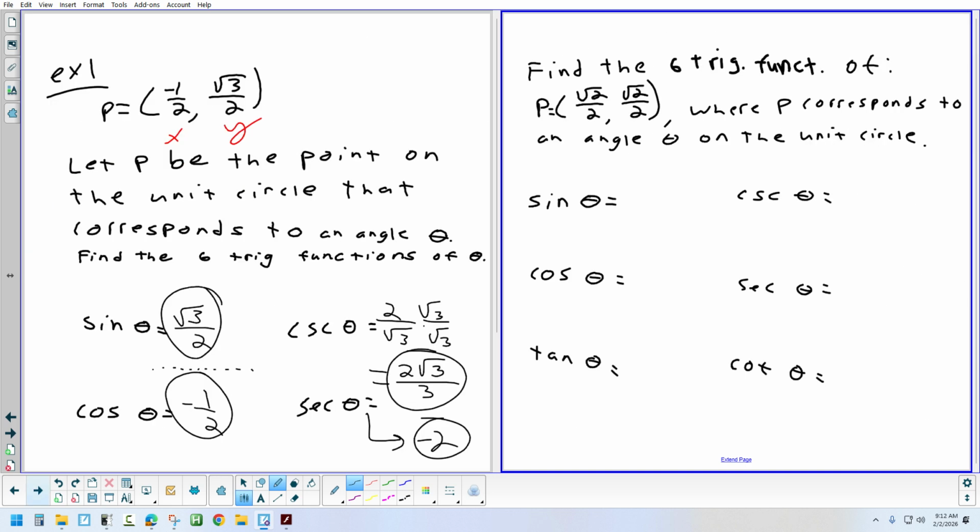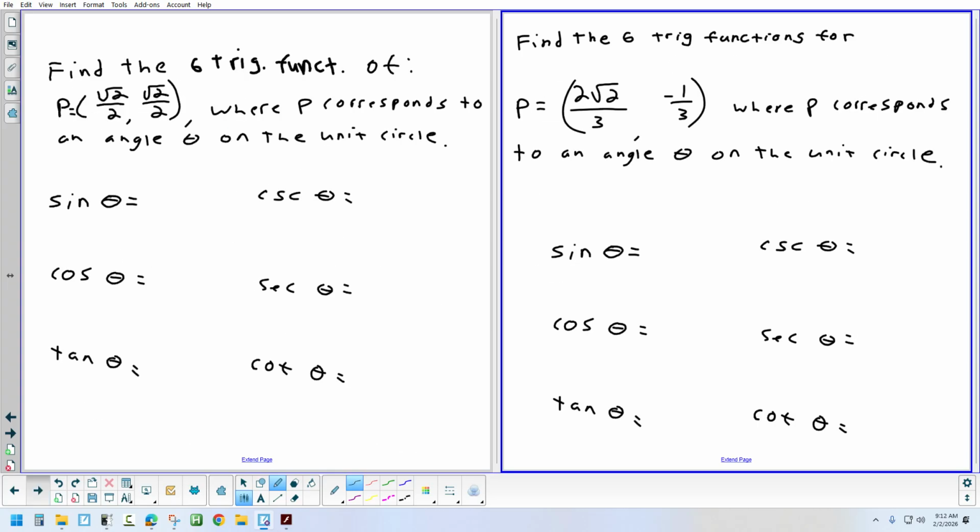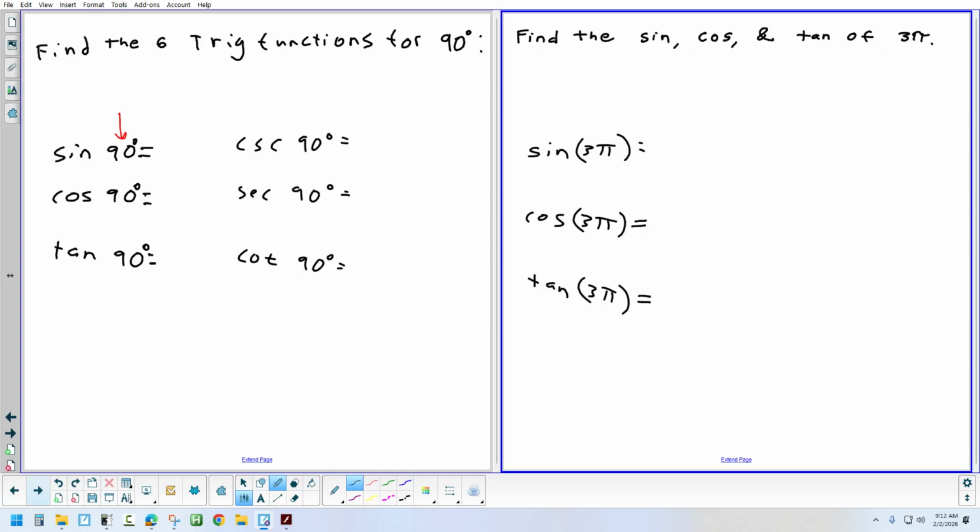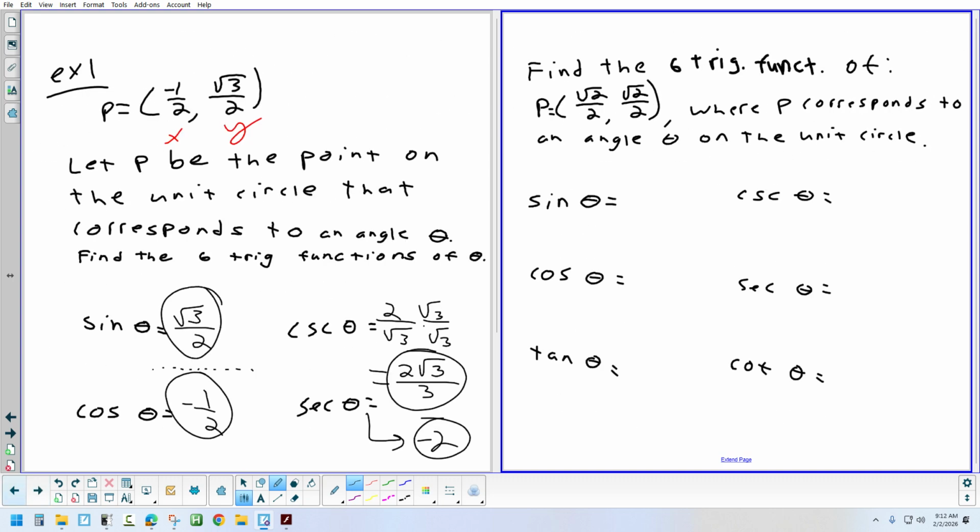Let's try another one, this time a little bit different. Are they giving me a coordinate or am I finding it? Yep, they're giving me the coordinate again. That's better. When they give you the coordinate, that's an easier problem. When they don't give you the coordinate, now you've got an extra step. You've got to think about 90, figure out the coordinate, and then do the problem. But this time, they're giving us the coordinate.